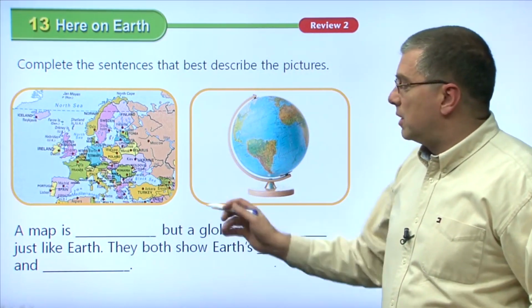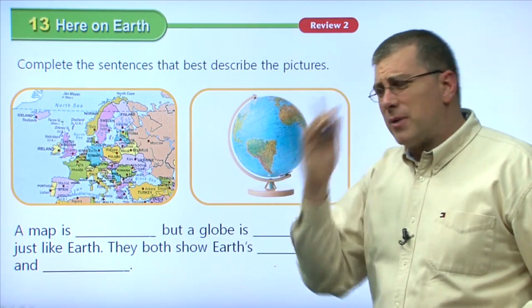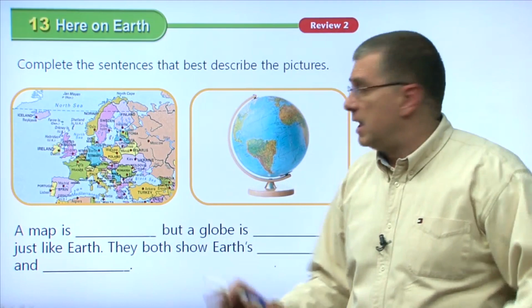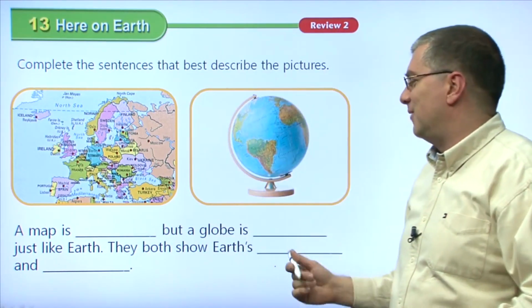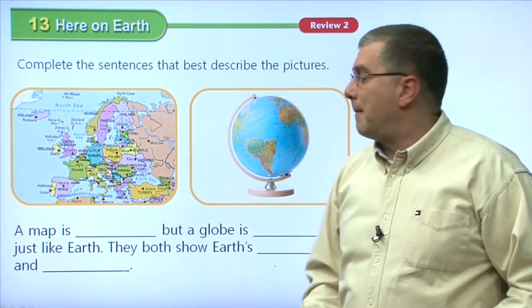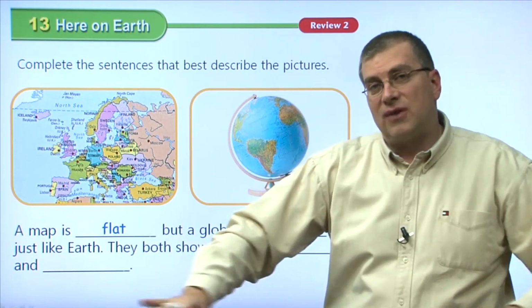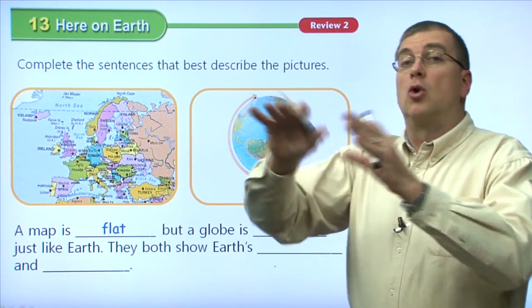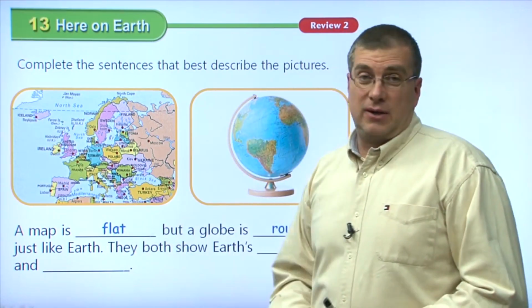So if we try to put in our words, we don't have any words, so this is kind of difficult. But think about that. If you take a map, you can spread it out, right? It's 2 dimensions. A globe is round. It's 3 dimensions. I just gave it to you. Globe is round. If a globe is round, a map is what? A map is flat, right? When we put the map out, it's flat on the table. And like I said before, a globe is round, just like Earth. Now that's how they're different.